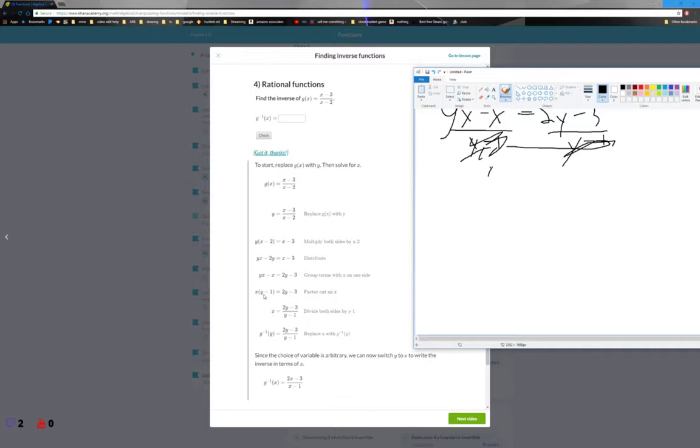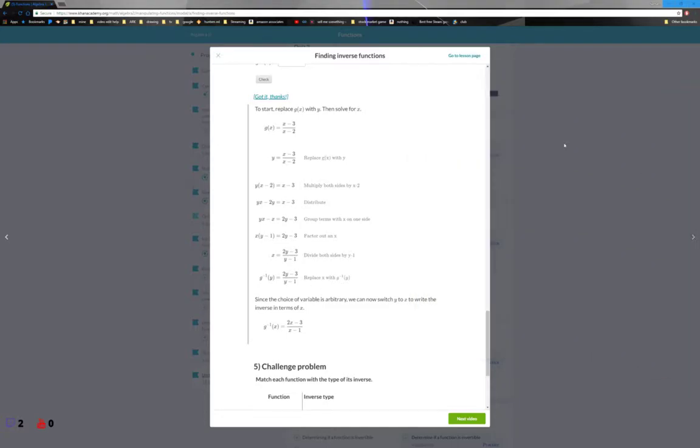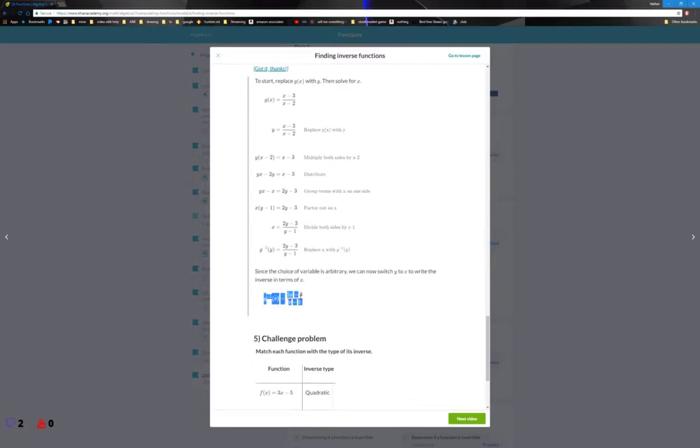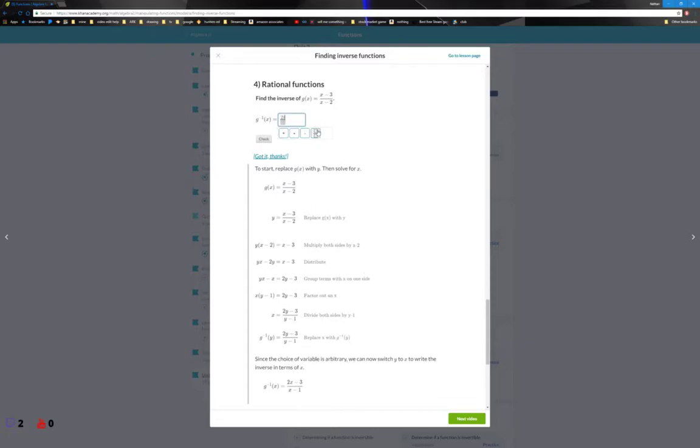So as you can see, they factored out an x here. They divided both sides by y minus 1. They replaced x with g inverse of y. And since the choice of variable is arbitrary, we now switch y to x to write the inverse in terms of x. So this would be our answer, 2x minus 3 over x minus 1. And we'll check. All right.